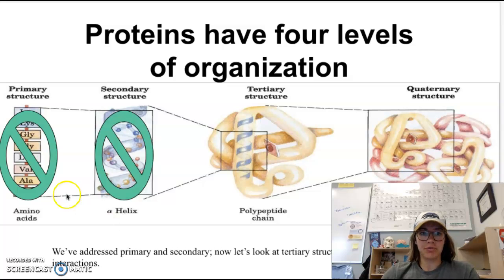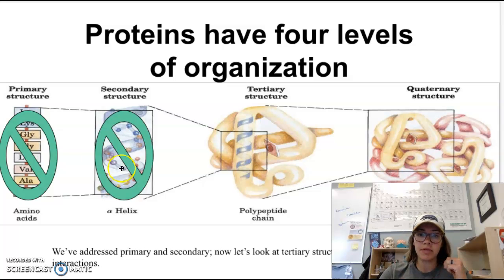Just to quickly review, we talked last time about the structure of proteins and we began talking about the primary structure, which is all of the amino acids linked together, which you can see here. And then the secondary structure is where you start to see the alpha helices and then the beta pleated sheets, and those were a result of interactions between amino acids.